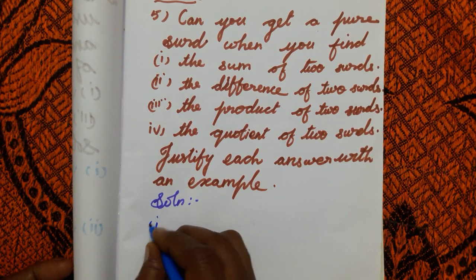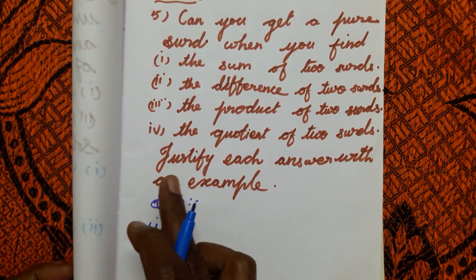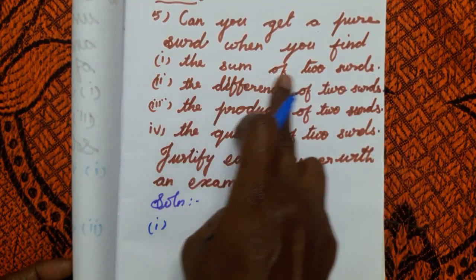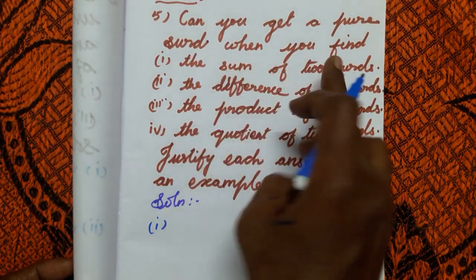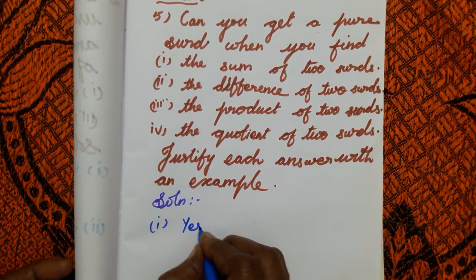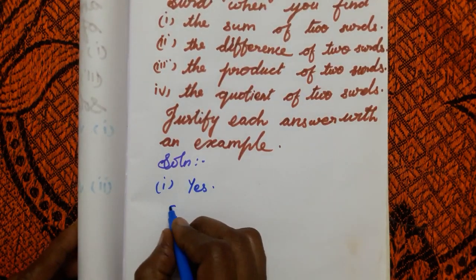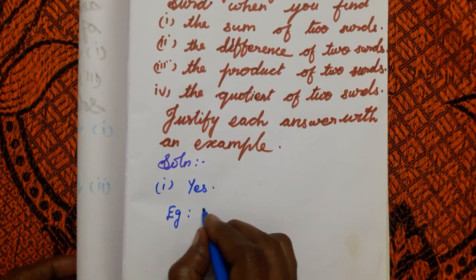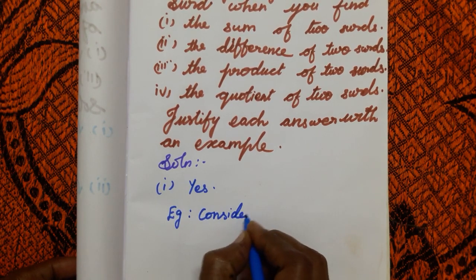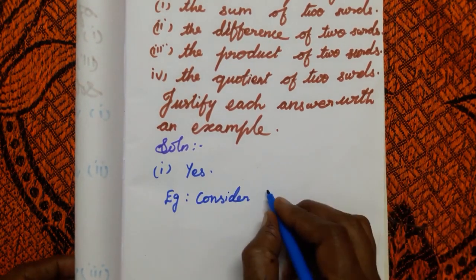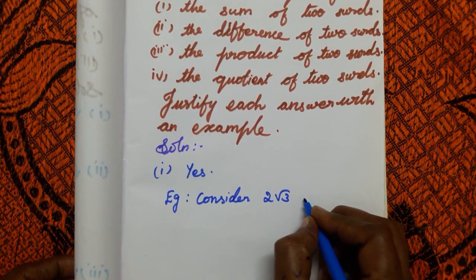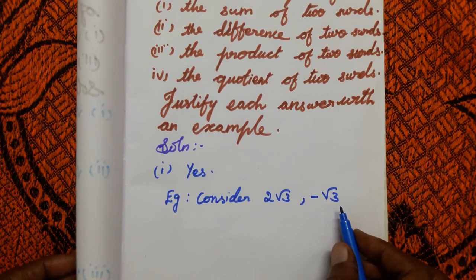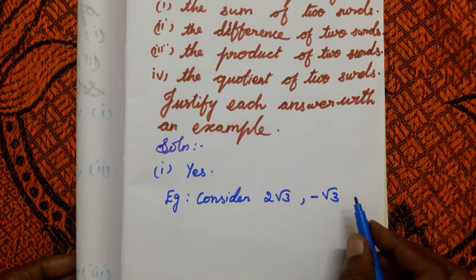First one. Yes, we can get a pure Z when we are adding two Z's. The sum of two Z's can be a pure Z. So the answer is yes. Example, I am giving one example. You can use another example also. Okay. Consider 2 root 3, comma, minus root 3. I am selecting 2 root 3 and minus root 3.